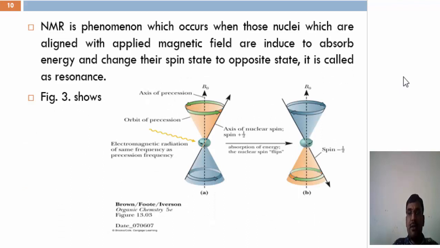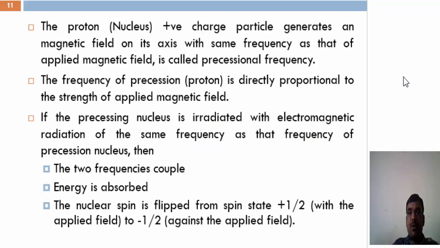Nuclear magnetic resonance is shown in the figure. NMR is the phenomenon which occurs when nuclei aligned with the applied magnetic field are induced to absorb energy and change their spin state to the opposite state; this is called resonance. The proton, a positively charged particle, generates a magnetic field on its axis with the same frequency as the applied magnetic field, called the precessional frequency. The frequency of precession is directly proportional to the field strength of the applied field.